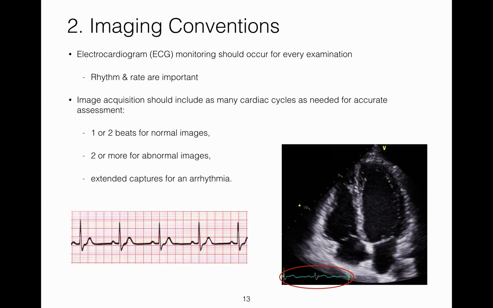Electrocardiogram, that is ECG monitoring, should occur with every examination. Knowing the heart rhythm and heart rate are important for measuring and evaluating images. Image acquisition should include as many cardiac cycles as needed for accurate assessment. This may be 1 or 2 beats only for normal images, but 2 or more for abnormal images, and extended captures for patients with an arrhythmia.